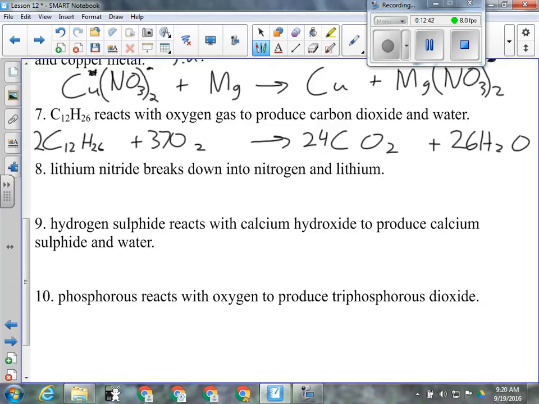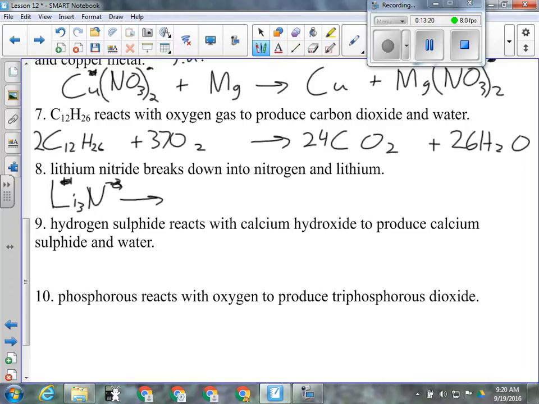Okay, number 8. I've got lithium nitride. So Li with N, that's an ionic compound, so I do need to drop and swap it before I go any further. That's going to mean Li3N. Breaks down into nitrogen and lithium. Here's where needing to remember which elements are special becomes crucial. Because if you forget that when nitrogen's by itself, it's a 2, not only will you get the products wrong, but you'll never be able to balance it correctly either. I mean, you might be able to balance it, but it won't be right.